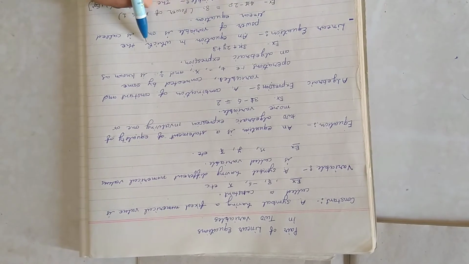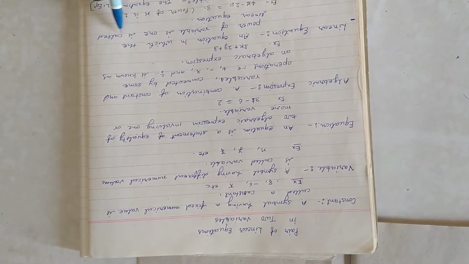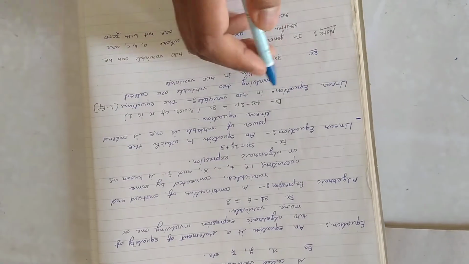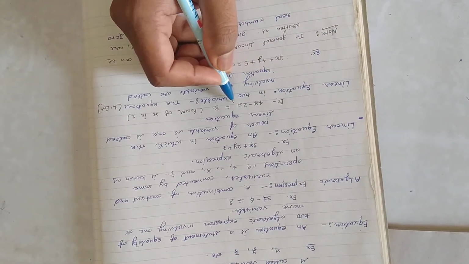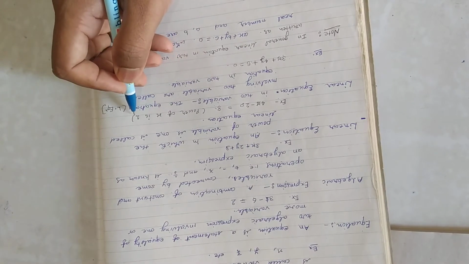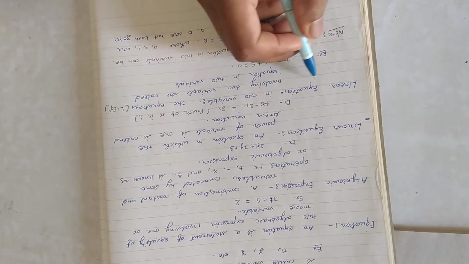Now, linear equation. An equation in which the power of the variable is 1 is called a linear equation. For example, 4x minus 20 equal to 8. Here the power of x is 1, so this is a linear equation in one variable.